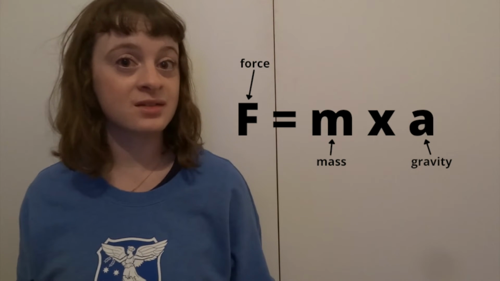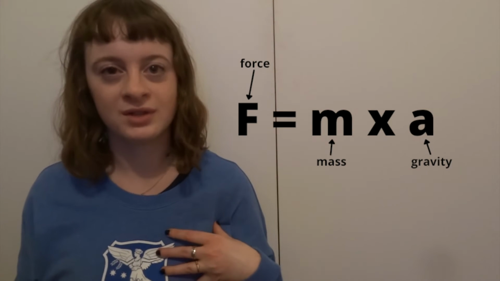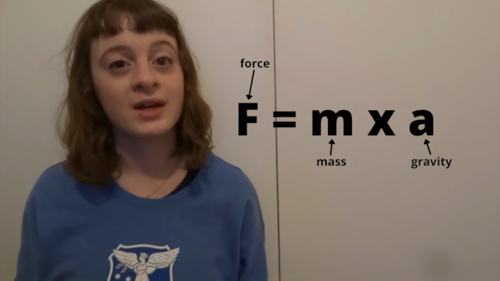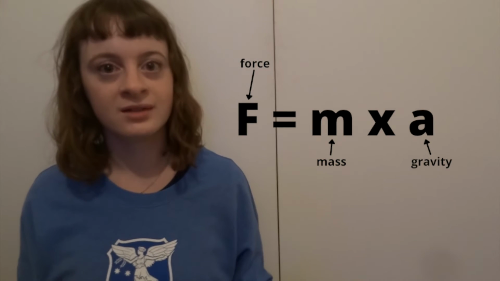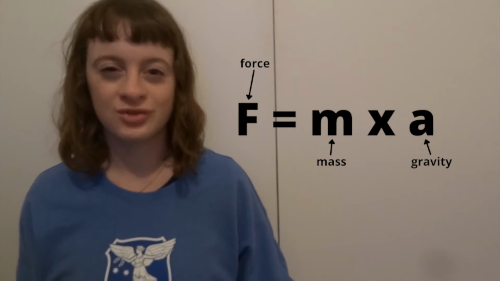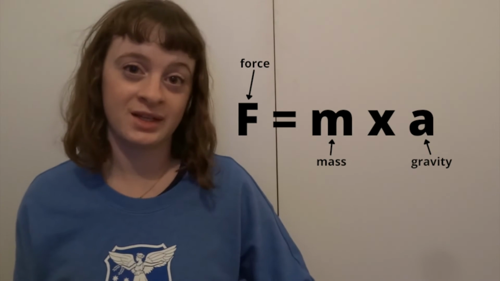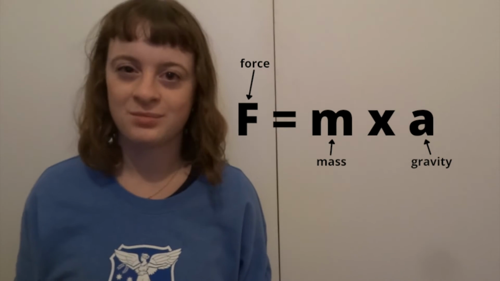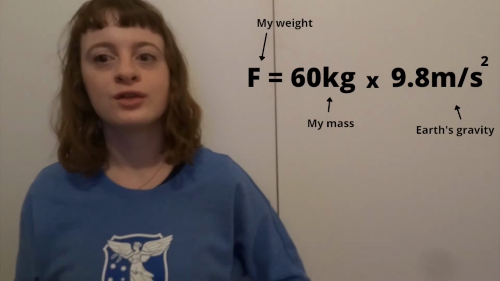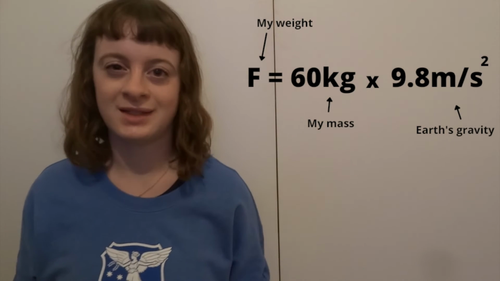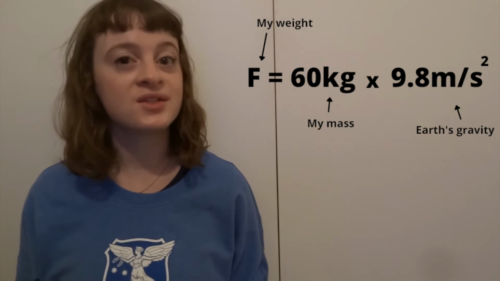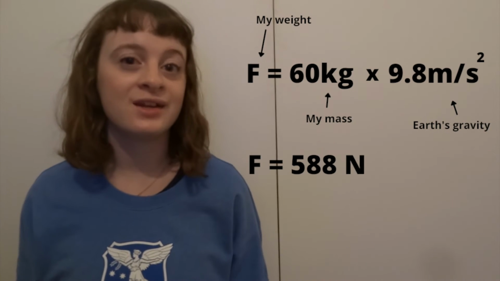M stands for mass. So let's use my mass for an example, which is 60 kilograms. A stands for acceleration due to gravity, but for our purposes, we'll just say gravity. The Earth's gravity is 9.8 meters per second squared. So now that we've put everything into the equation, we can find out what my weight is on Earth, which, as it turns out, is 588 newtons.